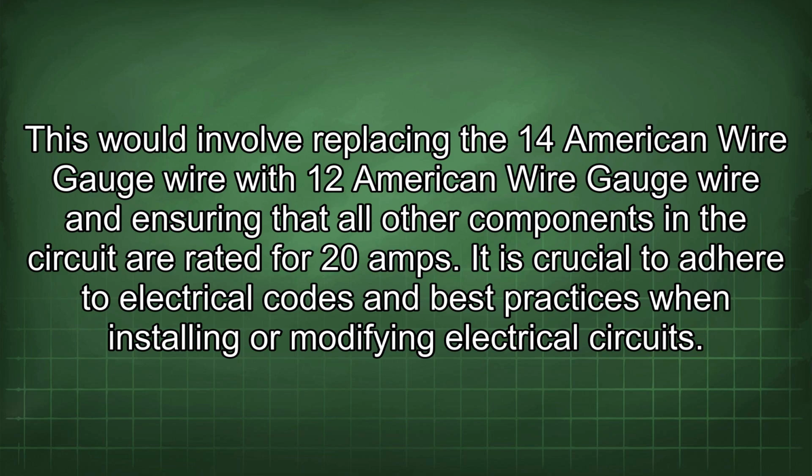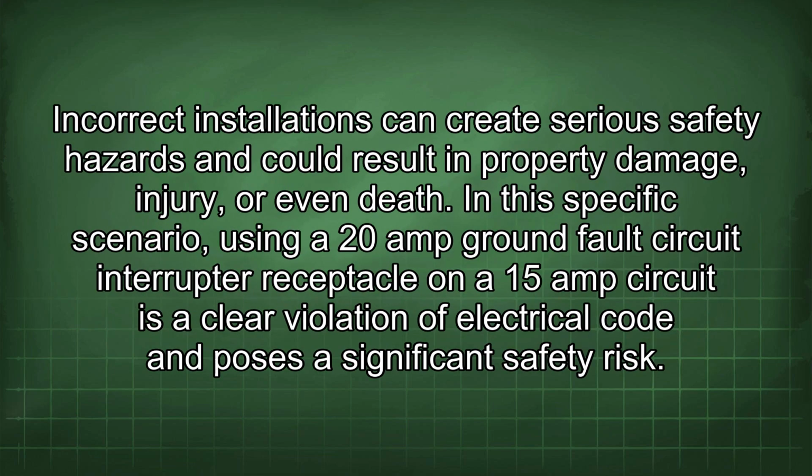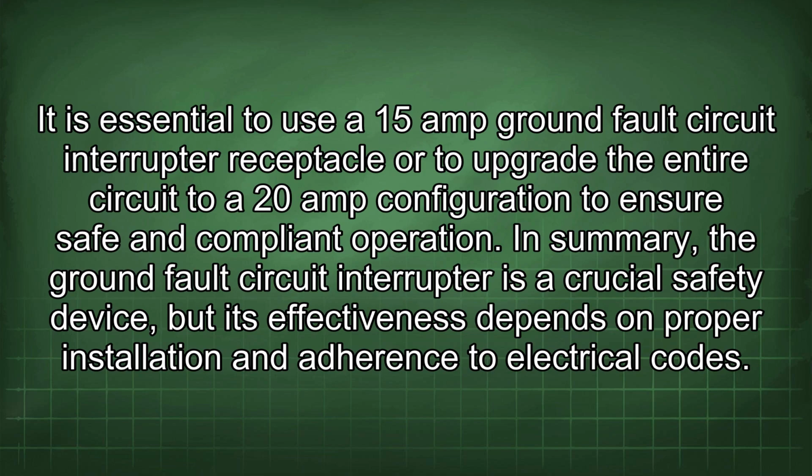It is crucial to adhere to electrical codes and best practices when installing or modifying electrical circuits. Incorrect installations can create serious safety hazards and could result in property damage, injury, or even death. In this specific scenario, using a 20 amp ground fault circuit interrupter receptacle on a 15 amp circuit is a clear violation of electrical code and poses a significant safety risk. It is essential to use a 15 amp ground fault circuit interrupter receptacle or to upgrade the entire circuit to a 20 amp configuration to ensure safe and compliant operation.